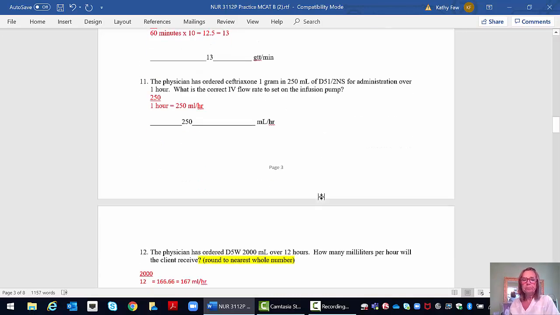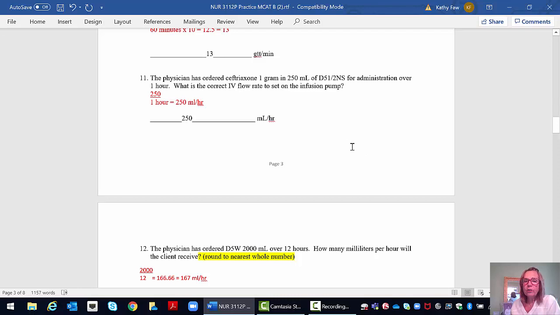All right. The next one, the doctor has ordered your antibiotic, and it comes in 1 gram and 250 mLs of D5.5 normal saline for you to administer over 1 hour. Plain and simple. 250 over 1 hour equals what? How fast is it going to go in? What are you going to set your pump to? 250 mLs an hour. All right? So that should make sense.